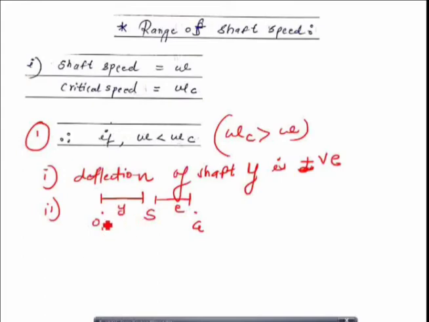So the distance between O1 and S is y, the deflection, and the distance between S and G is e. So in this range, the deflection of shaft y and eccentricity e are on opposite sides of the geometric center. Sorry, this is O and this is O1. O1 is the geometric center. I hope it is clear to all of you.